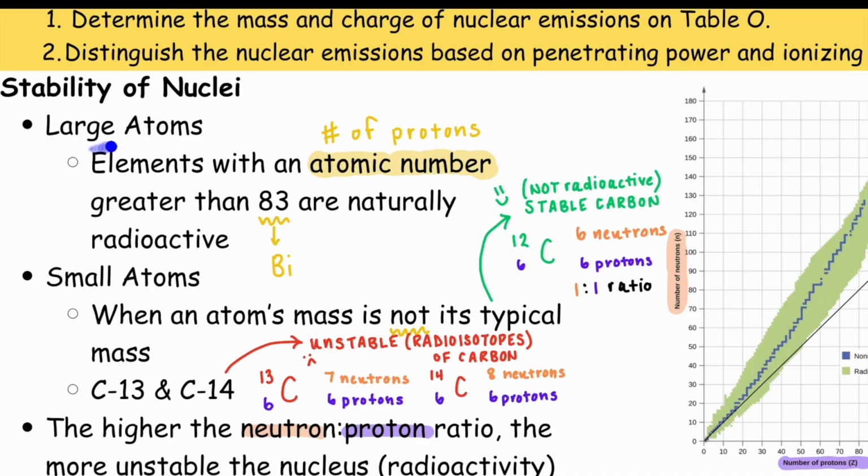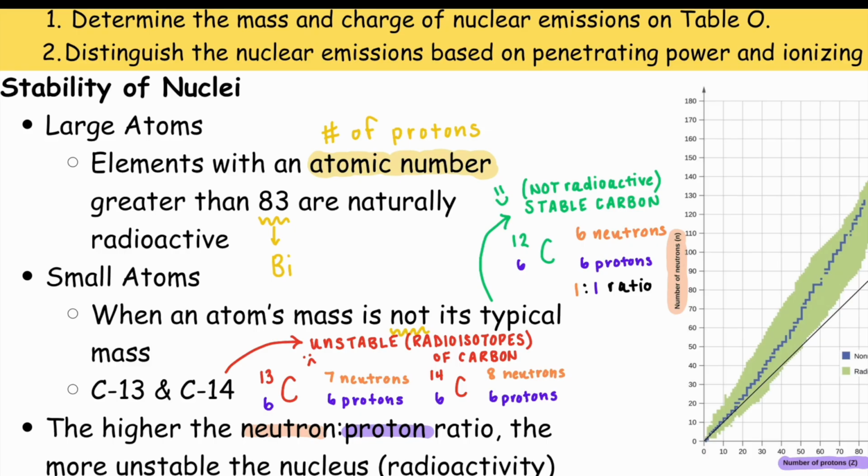Large atoms are typically radioactive, or naturally radioactive, if they have an atomic number that's greater than 83. Atomic number 83, meaning 83 protons, is bismuth. So really large atoms are going to have a really high neutron-proton ratio, which causes them to be naturally radioactive. Smaller atoms can be radioactive as well, and this usually occurs when an atom's mass is not its typical mass.